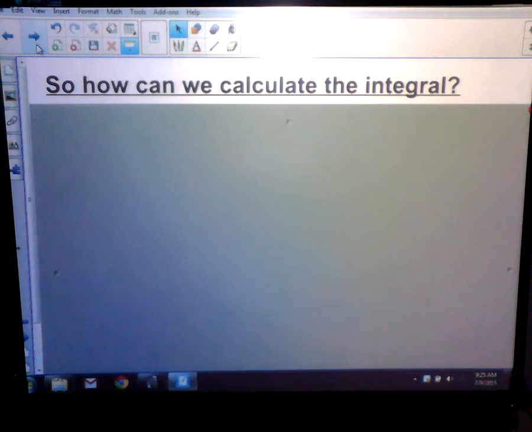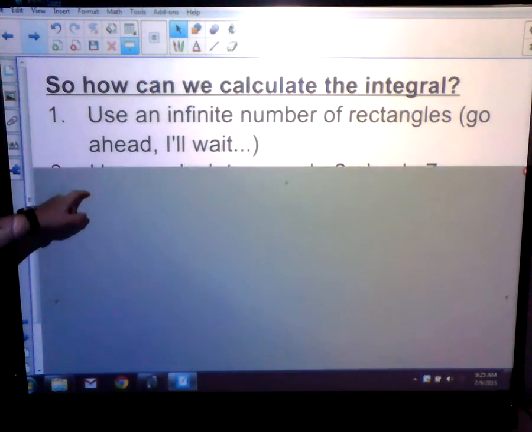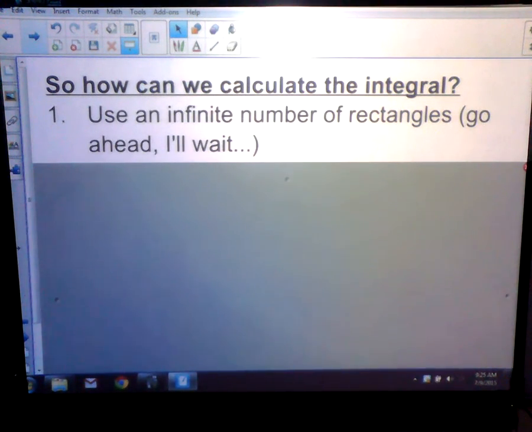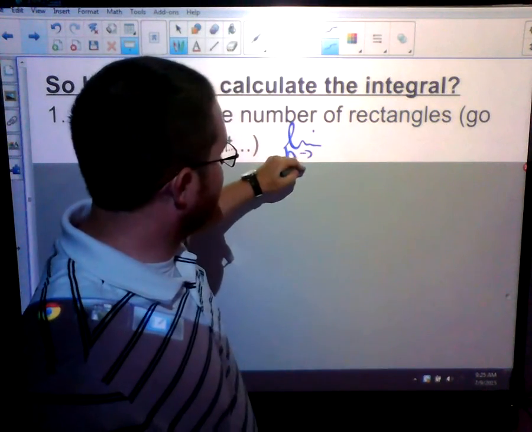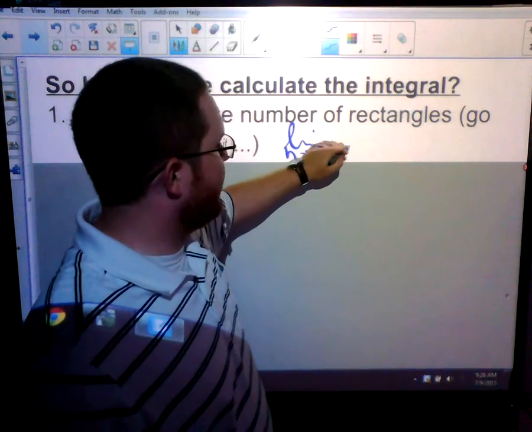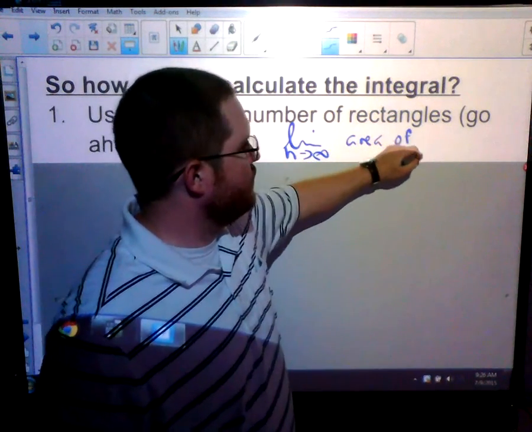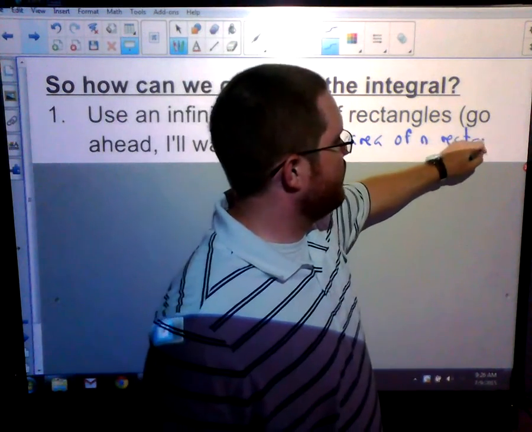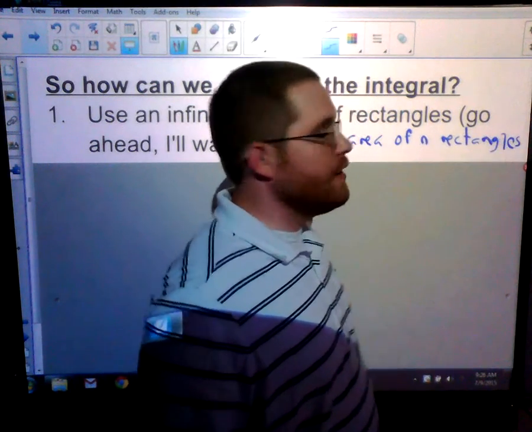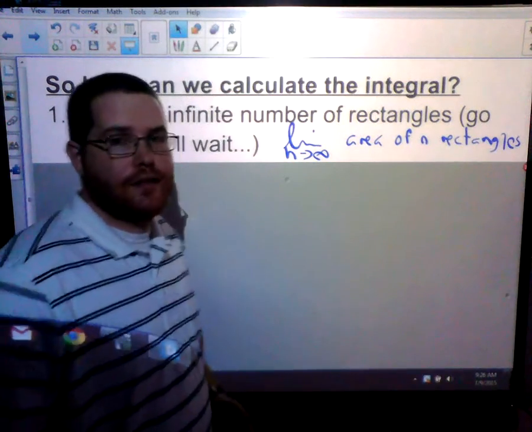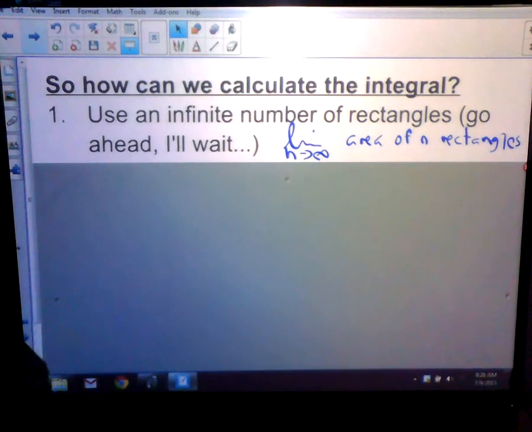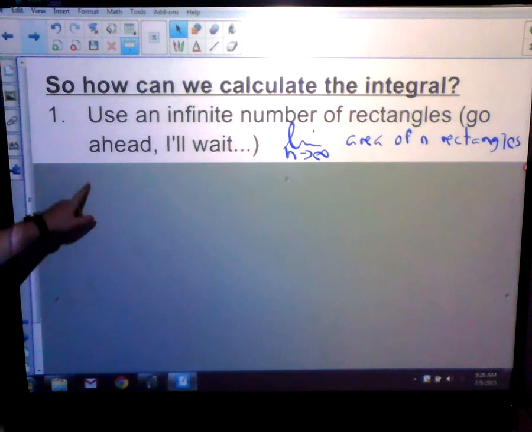How do we calculate the integral? There's a couple different ways. We can use an infinite number of rectangles. Obviously, that's not what we're going to do. But that's the calculus behind what we're doing. We're doing the limit as n approaches infinity of the area of rectangles. The calculus behind this is very, very complicated, and I'm not going to make you learn it because you don't need it. You just need to understand that an integral is an infinite number of rectangles.